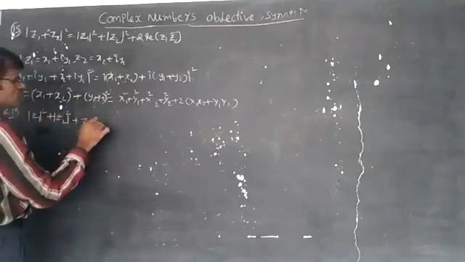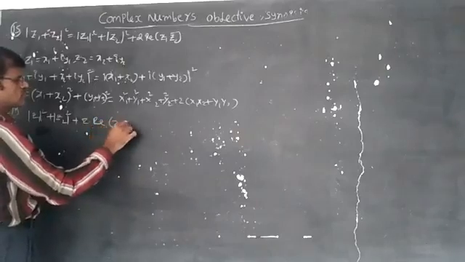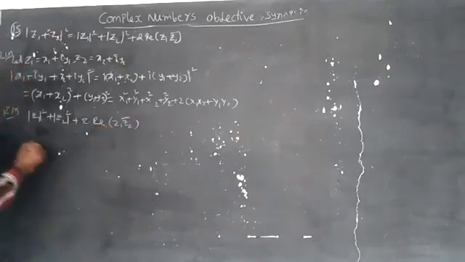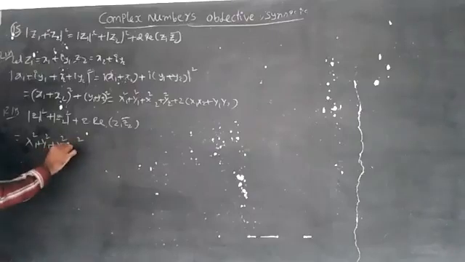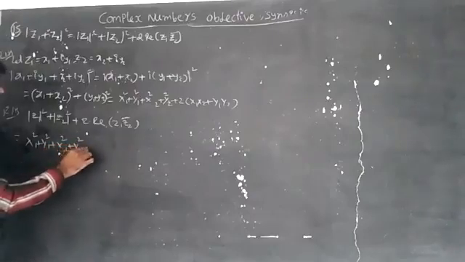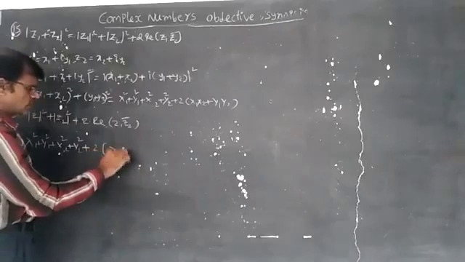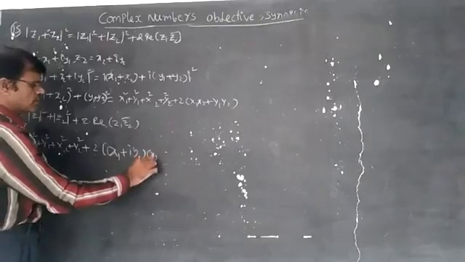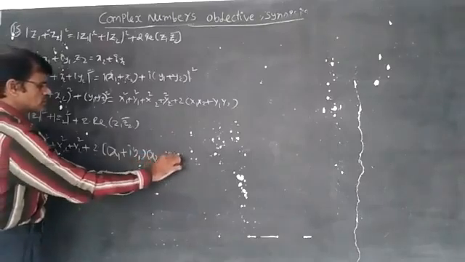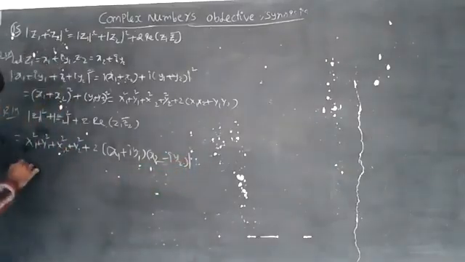Modulus of Z1 square means x1² + y1², and modulus of Z2 square means x2² + y2². And 2 Re(Z1 Z2 bar) can be written as 2 Re of (x1 + i y1)(x2 - i y2).